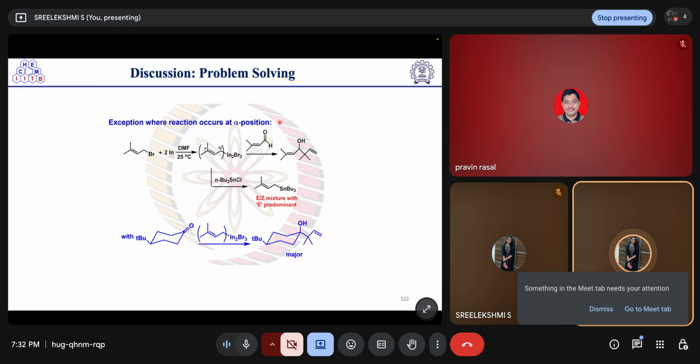Now, an exception where the reaction occurs at the alpha position. If we consider this particular example, firstly this is formed. Then, if we use this tributyltin chloride, this is getting replaced with this tributyltin, where we can observe both E and Z mixture, with E being predominant here. So here the attack is taking place at the alpha position to give this particular product.